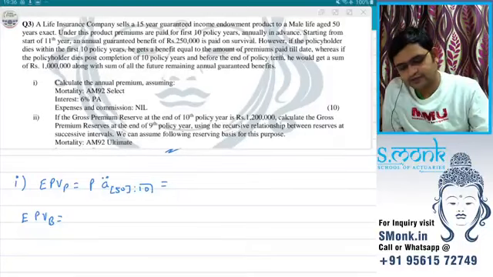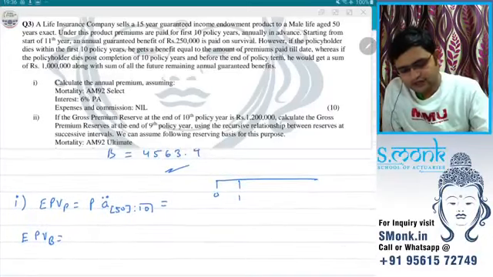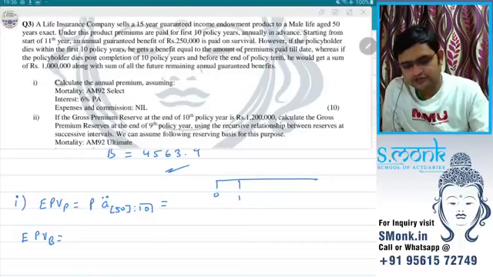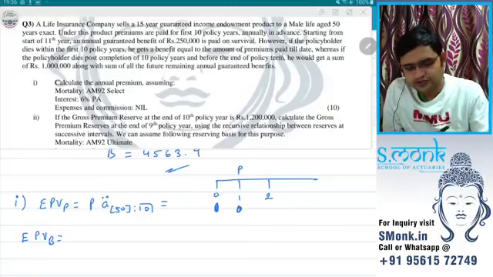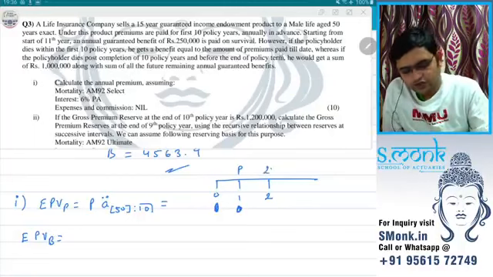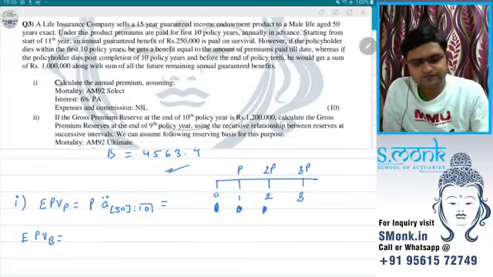What does that mean? That means if the person dies within the first year, then there was only one premium paid, that was at time 0. So the person gets P amount. But if the person dies in the second year, then 2 premiums were paid, at time 0 as well as at time 1. So the person will get 2P. If the person dies in the third year, then 3 premiums were paid. So the benefit would be 3P and so on.